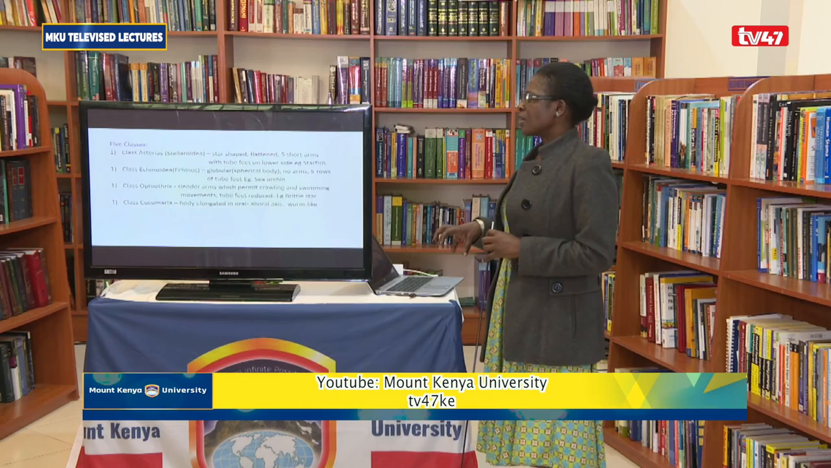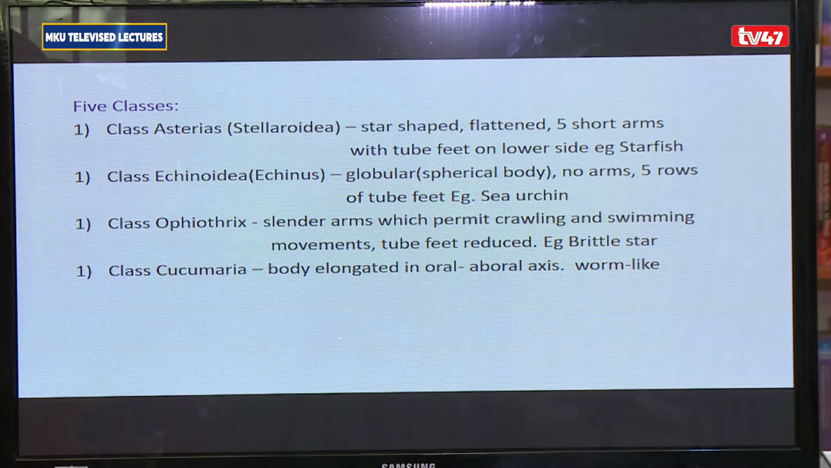And for them, basically, this spherical body tends to be small in size. And then you have the class Ophiothrix. In Ophiothrix, they have a small body that is greatly reduced. The arms are slender and elongated, which enables them to crawl and swim very easily. And the tube feet are greatly reduced. And then lastly I've got the class Cucumaria, where the body is elongated and they tend to be worm-like.